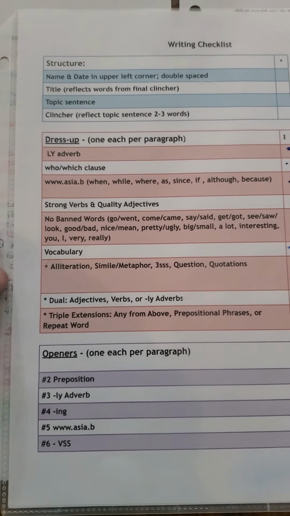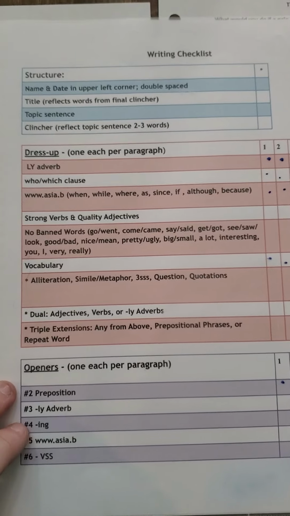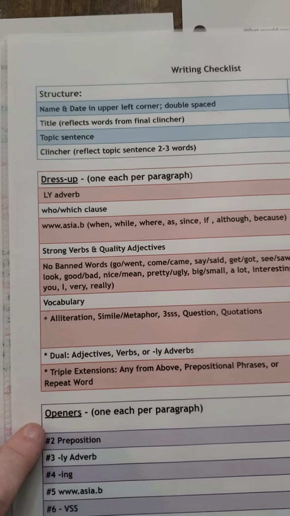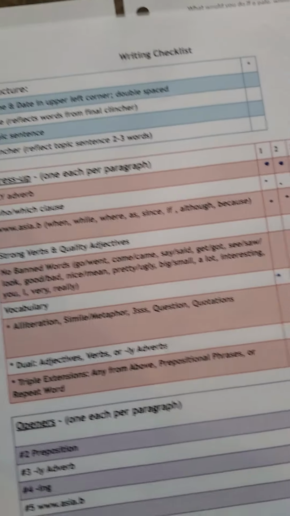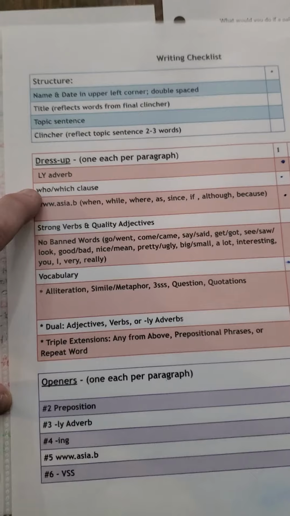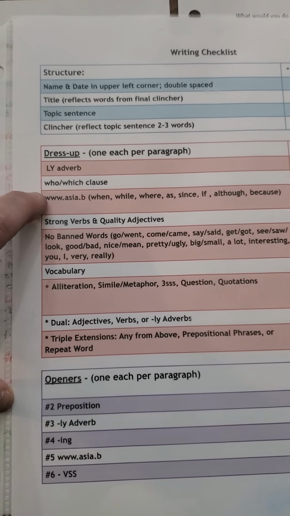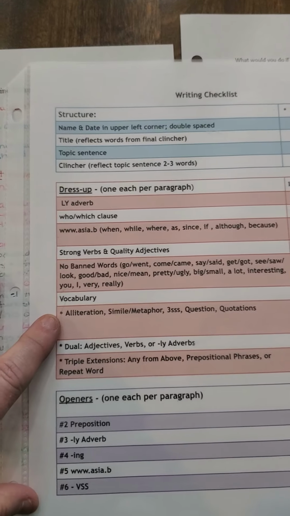because it has all the dress ups and all the openers. So I go back and I'm like, hey, as you're writing, I don't worry about each of the paragraphs or anything, but I want to make sure, have you added in ly adverbs? Did you use a who which clause? Because you know how to do that. Do you have an Asia B clause? Did you add in some alliterations?